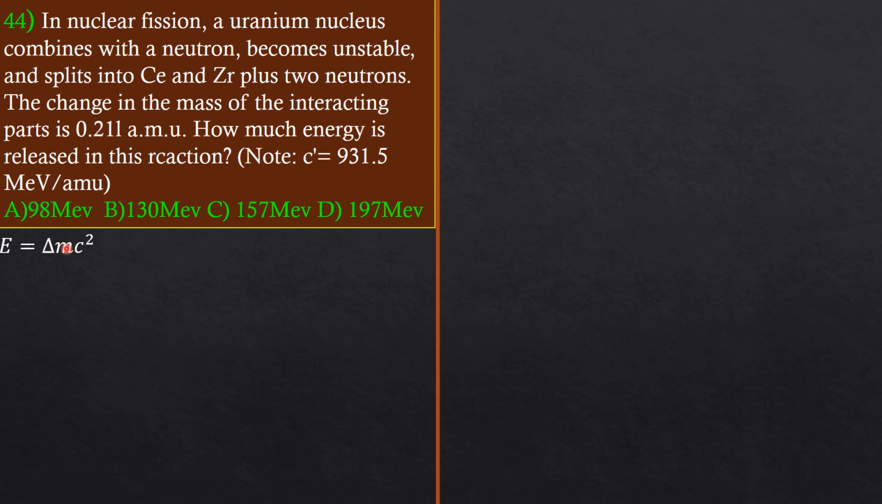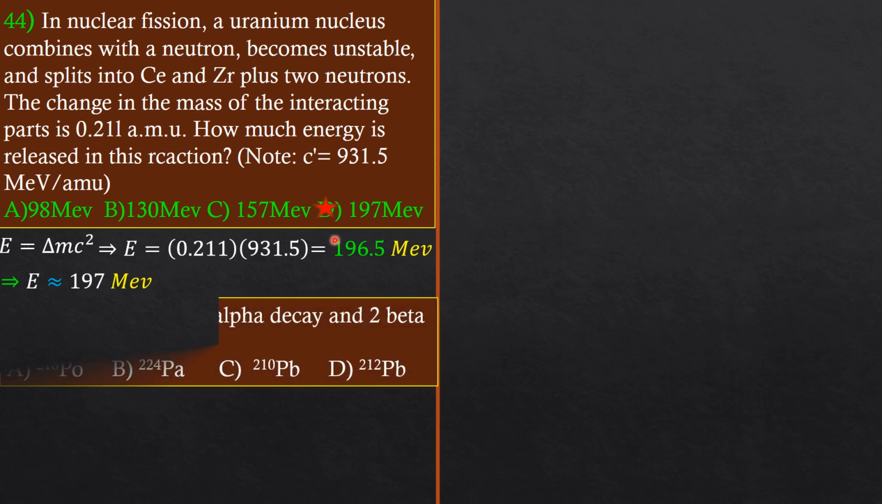If we simplify everything, we are going to have E equal to 0.211 times 931.5. Simplifying, we are going to have our answer to be 196.5. We round off to the nearest whole number, and we are going to have 197 mega electron volts. Great. So option D is the best answer.